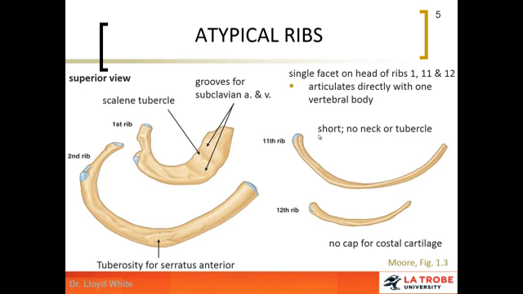But ribs 1, 11 and 12 they're not attaching in between vertebrae. They're attached directly onto the vertebral body of their respective vertebrae. And so then there is only a single facet on the head of those ribs rather than the two little facets for articulation with the two adjacent vertebrae.